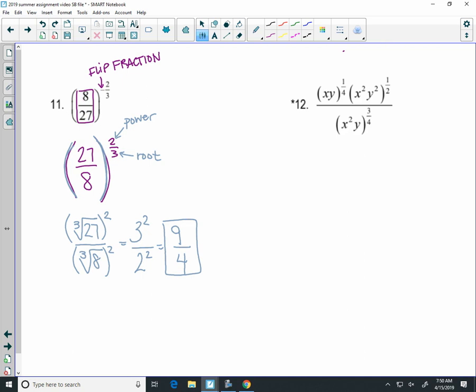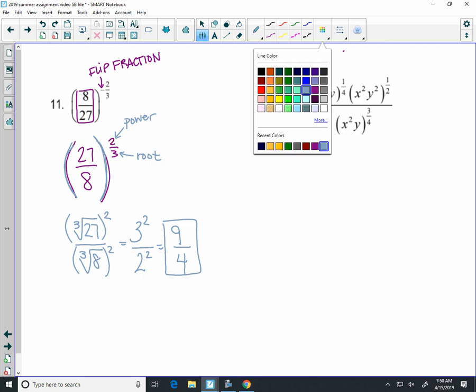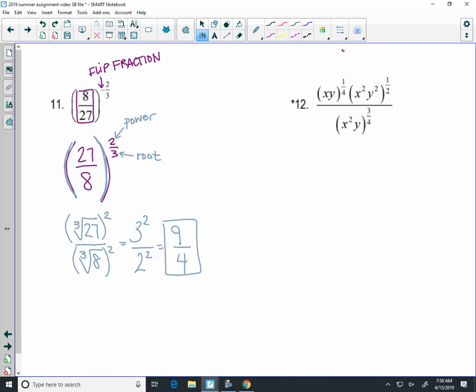Again, number 12 is just a little more complicated than anything that you'll see on the entrance exam, but it's great fraction work, great exponent rules work, and great precision work. If you can get through this one, you are pretty golden on your exponent rules. The first thing I'm going to do is bring all of these outside exponents in.